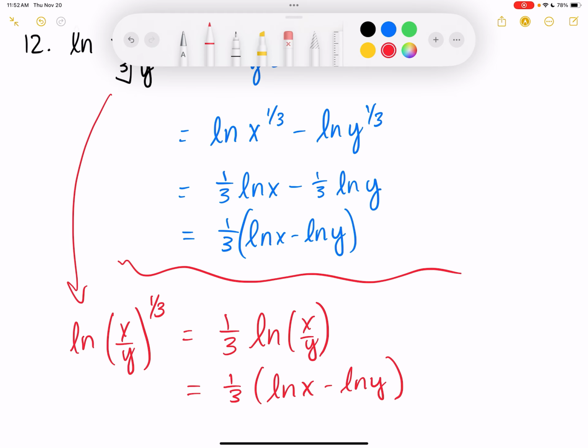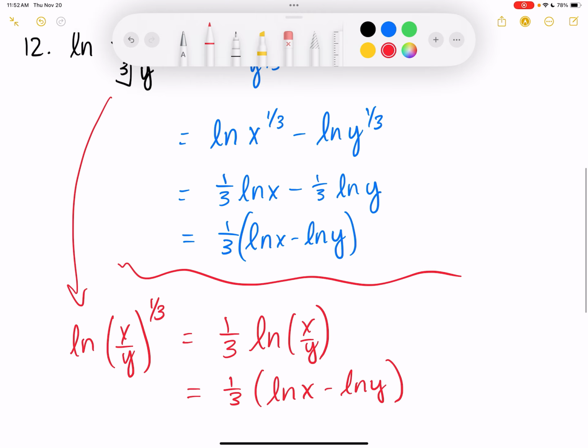Up to you. I usually do it the way that I did in blue, but if you see it and can do it this way, you can also do that. Just make sure you put the parentheses here because it's not just 1/3 ln of x. It's 1/3 times the ln of x minus the ln of y. Questions on those?